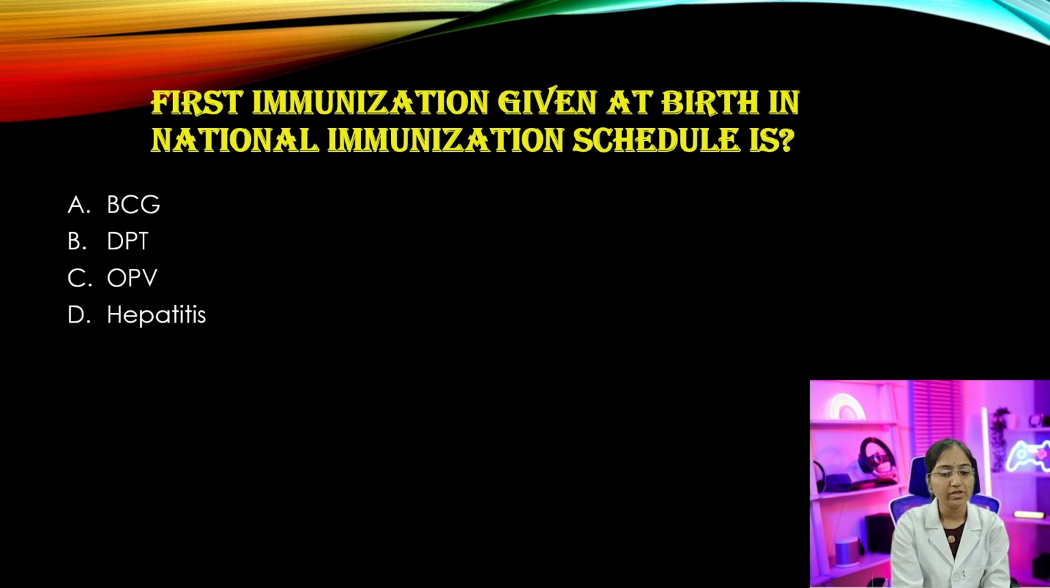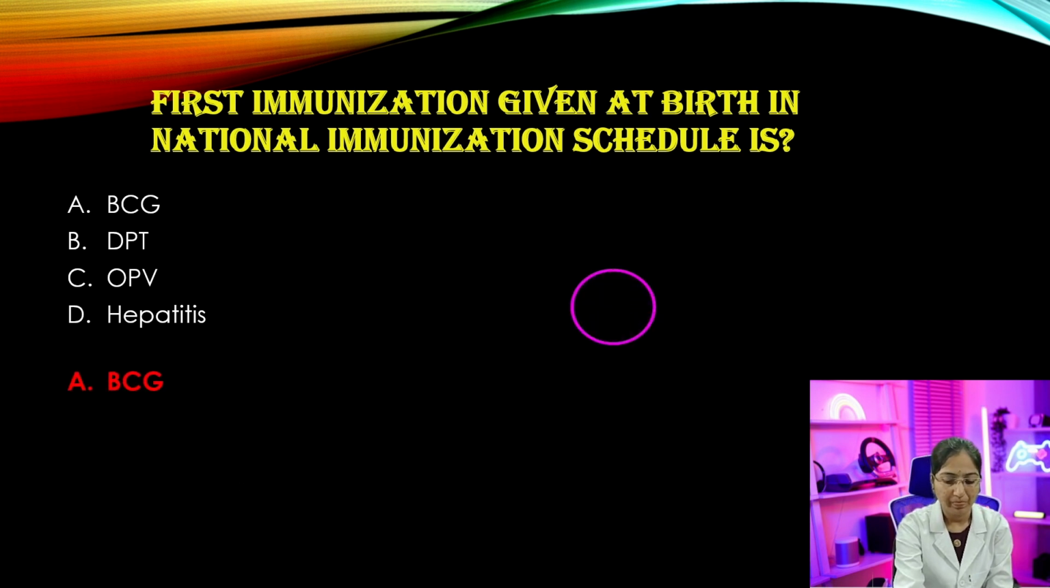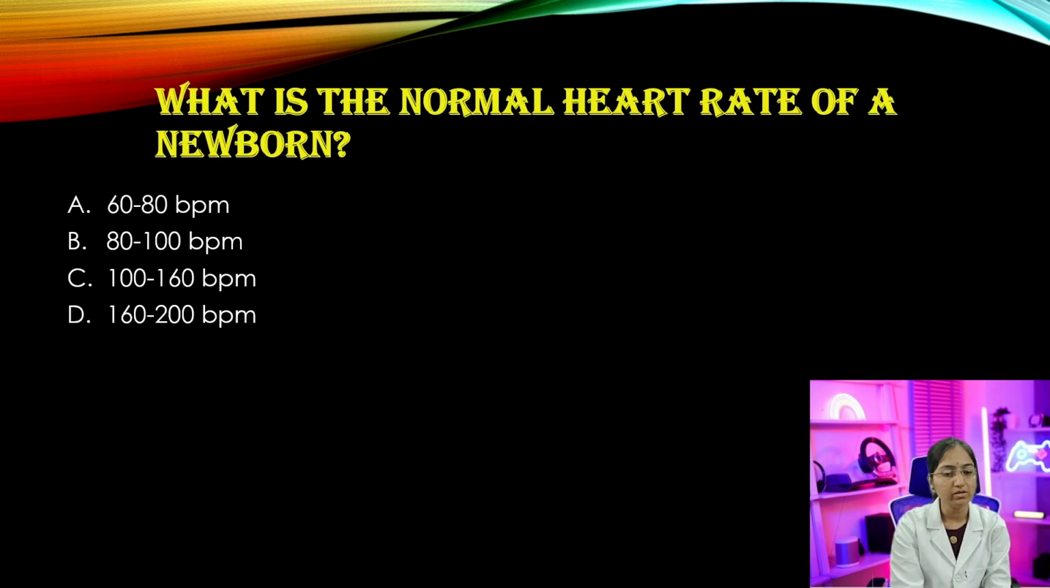Next question. First immunization given at birth in National Immunization Schedule is. Options given below. Here right option is BCG. We'll move to the next one. What is the normal heart rate of a newborn? Options are here. The right option is 100 to 160 beats per minute.